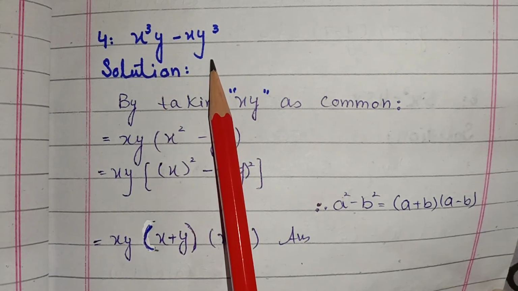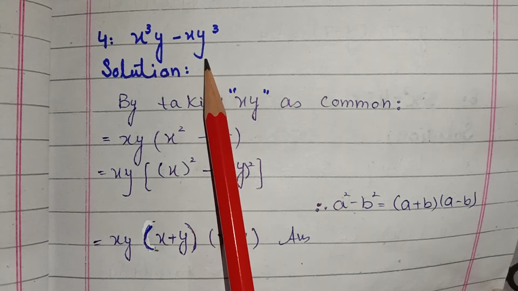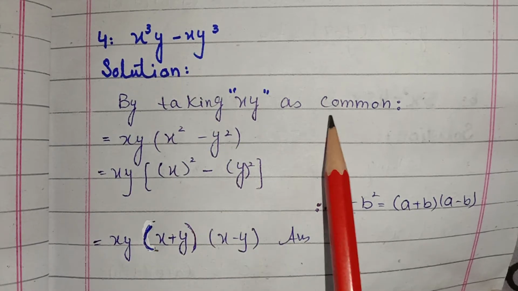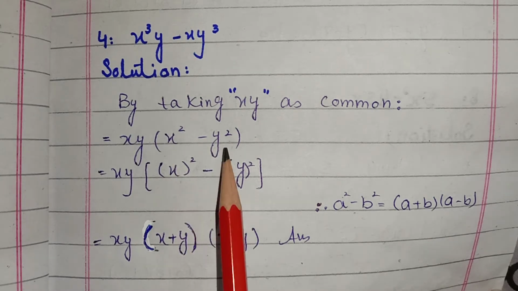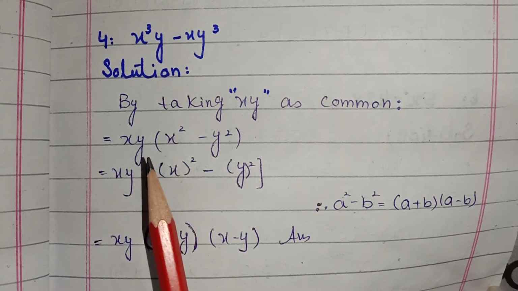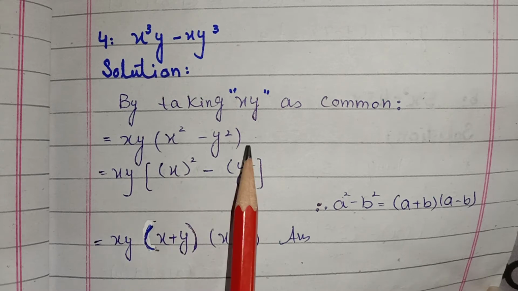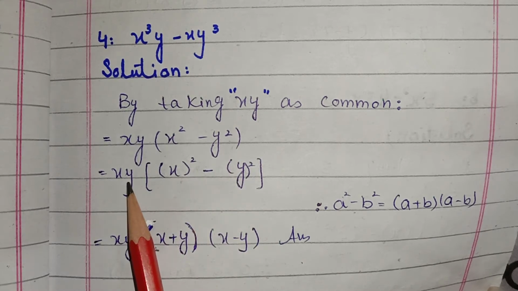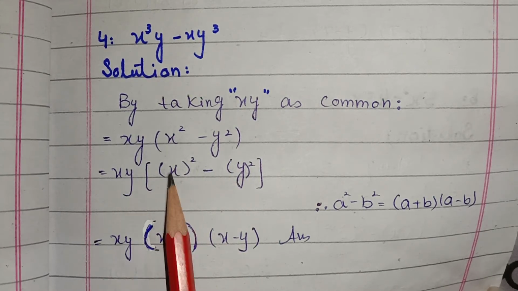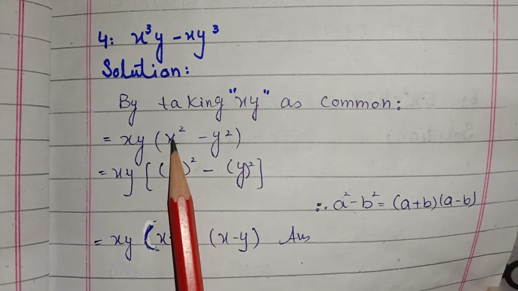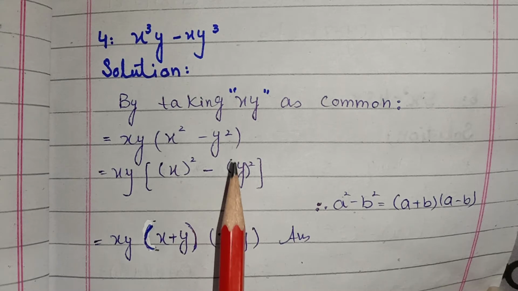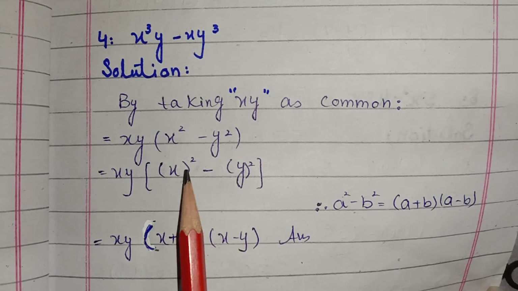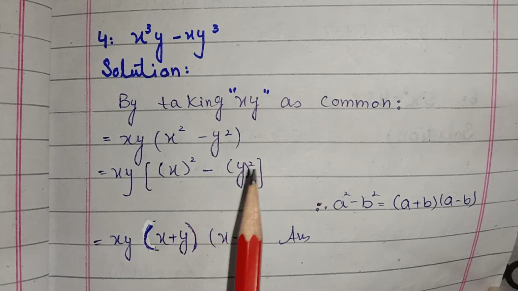Now students, here we have question number 4: x cube y minus xy cube. From these two terms the common is xy, so we will write by taking xy as common. Xy we will write here, and within a bracket we have left x square minus y square. Now we build up the squares of the terms which are within the brackets. Here we have the common term xy out of the bracket, and here we will build up the square. Here we have x square. As you all know, x square is the square of x and y square is the square of y, so we will write here x whole square minus y whole square.